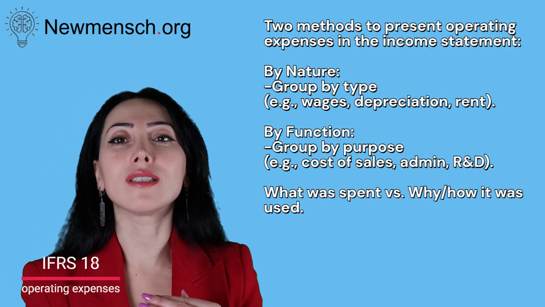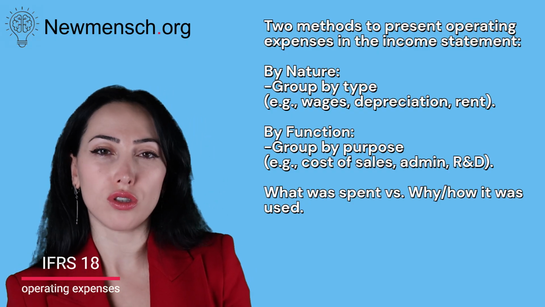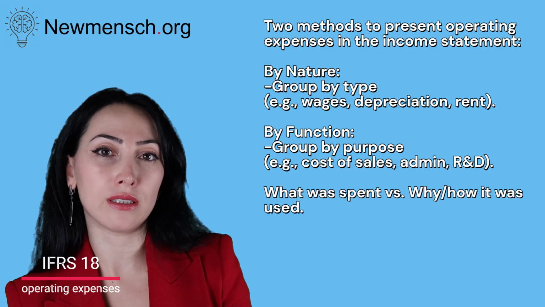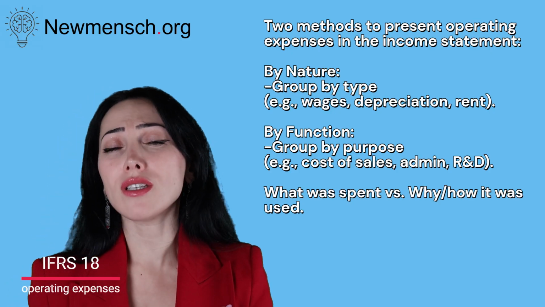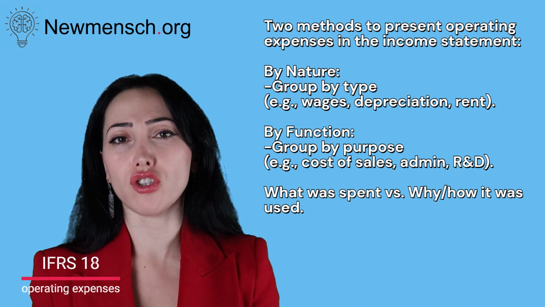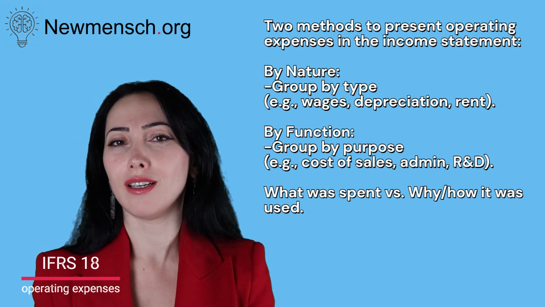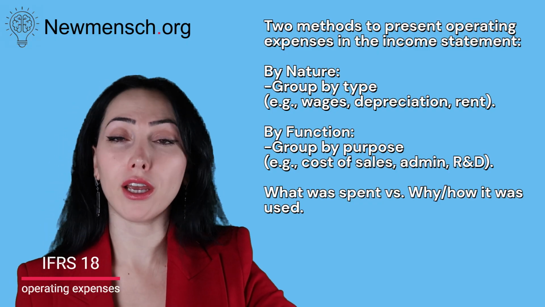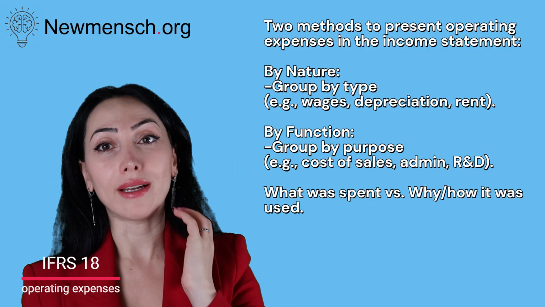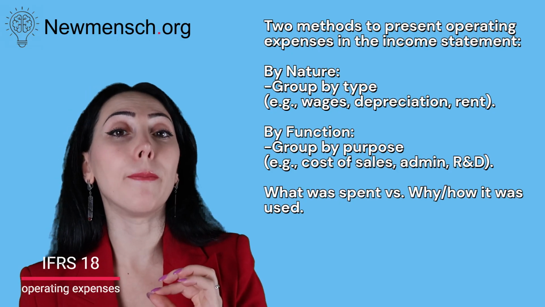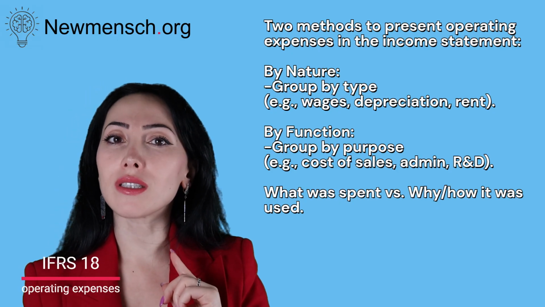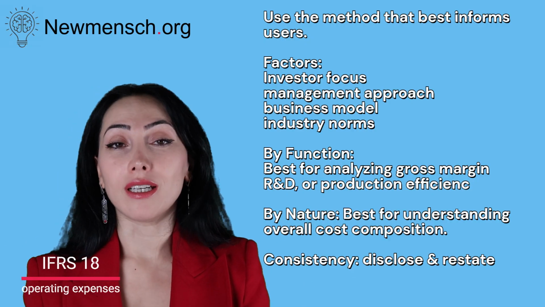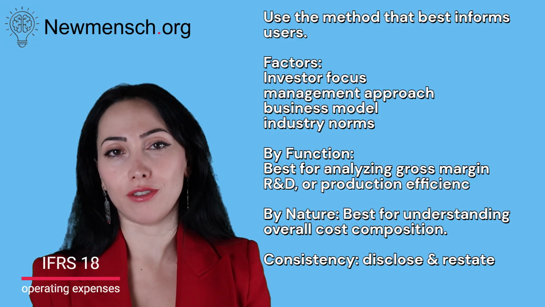Natural presentation looks at the substance without asking the question for what functions these costs were needed. Functional presentation, on the other hand, ignores the substance of the cost, the nature of the cost, and asks for what function the cost was there in the first place. So both methods are equally accepted, but entities should decide the best method so as to present their results more faithfully and relevantly for the users of financial statements.